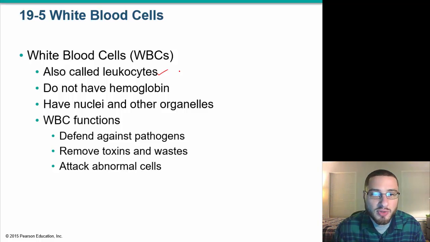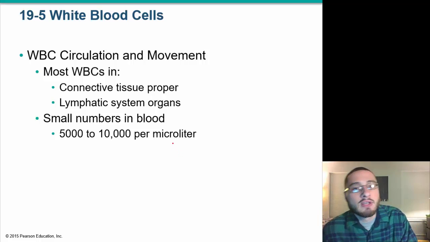They do not have hemoglobin, and they have a nucleus and other organelles, and they function to defend against invaders or pathogens, remove toxins and waste, and they attack abnormal cells. They circulate around the body.